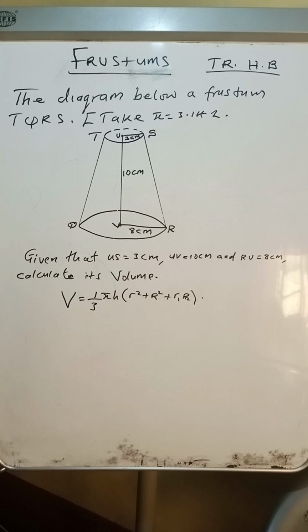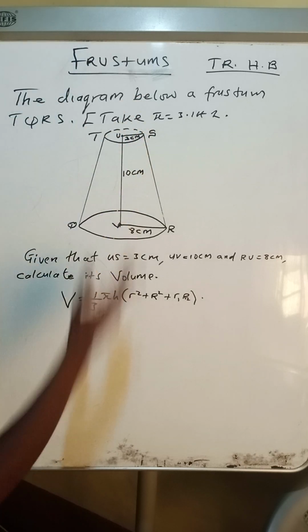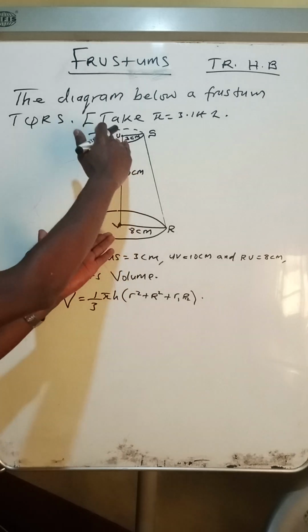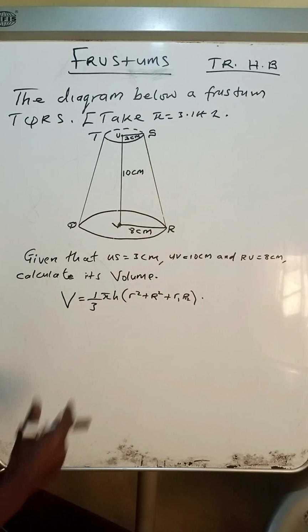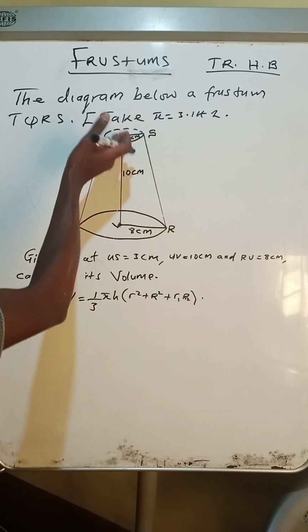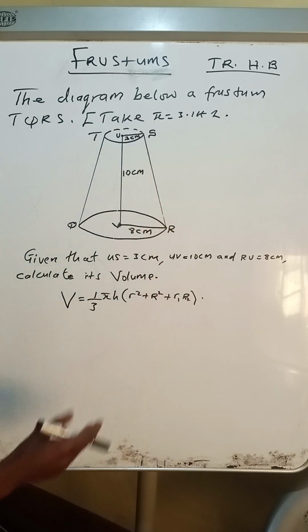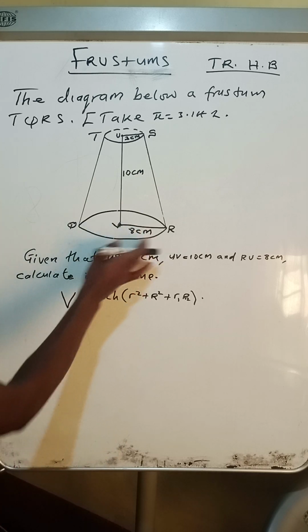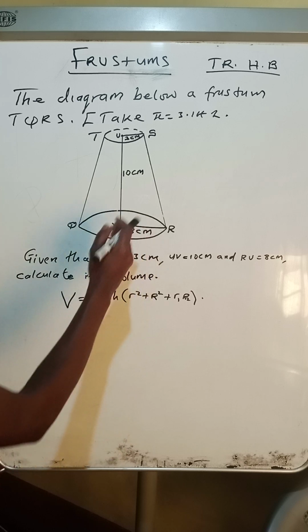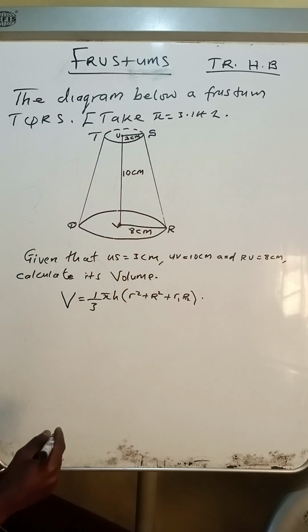I'm going to show you how to calculate the frustum. The frustum, by definition, is the part that remains when the top part is cut off. In the shape here, we had a cone. When we cut part of the cone, what remains is what is referred to as a frustum. The base that we have here is that of a circle, and on top there is also a circle.